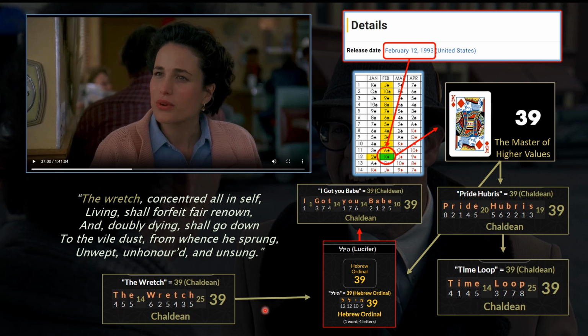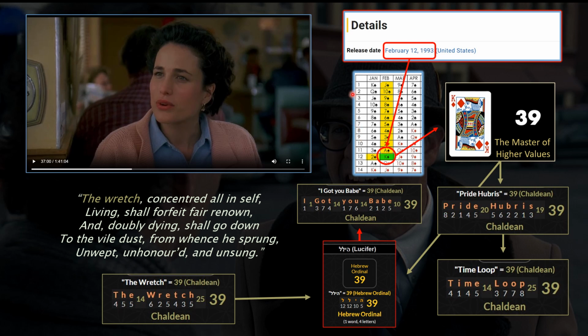The wretch is the number 39 in Chaldean, matching the sum total of Lucifer that we get from the Hebrew spelling of Lucifer in the Bible. 39 is also pride and hubris in Chaldean, and time loop. It's also I Got You Babe that sums to 39, which is the song on the radio every time that his alarm goes off at 6 o'clock in the morning. The song sings I Got You Babe.